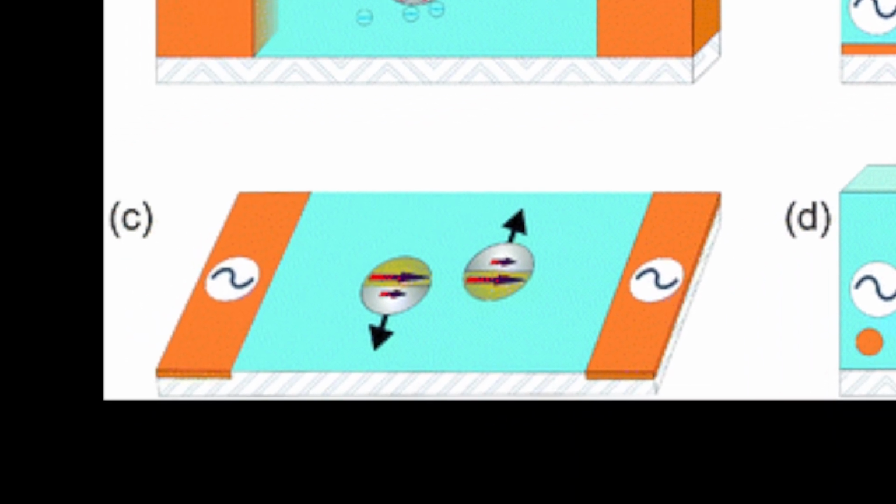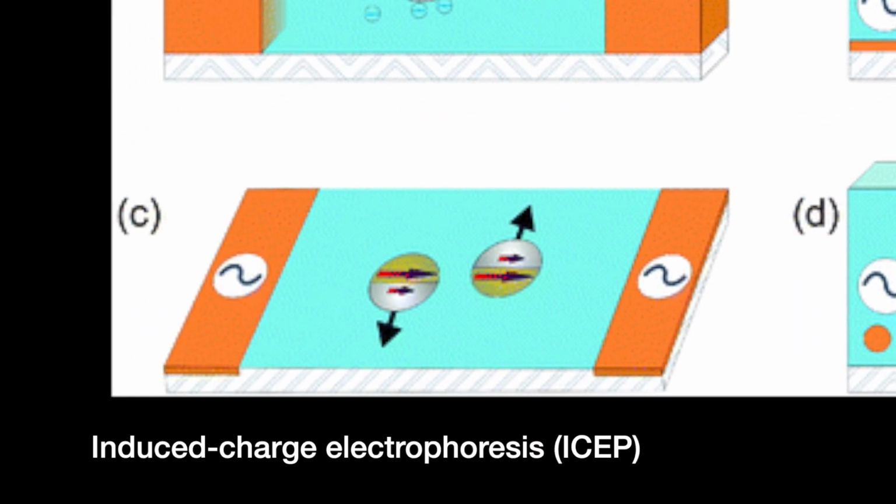So picture C shows the induced charge electrophoresis. The ICEP, unbalanced electro-osmotic flows around the particle's surface resulting from different electrical properties of each hemisphere causes the particles to move normal to the applied AC electric field direction.